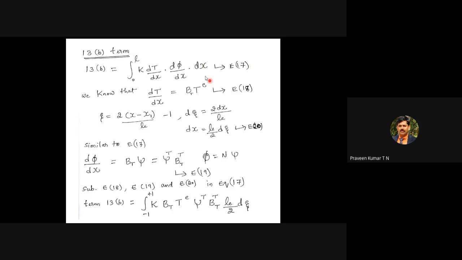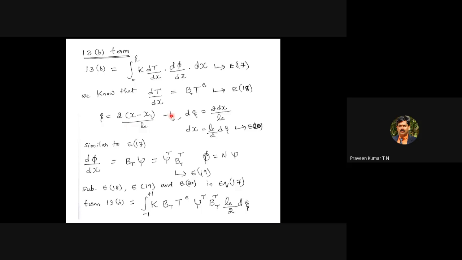So wherever dx is there, you have to replace dx using this equation. This equation you have to remember. Don't try to remember what the value of d-xi or dx is. Remember only this equation: xi is equal to 2 times (x minus x1) divided by LE, minus 1. So this equation you have to remember.